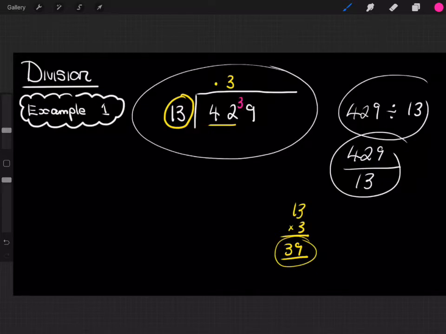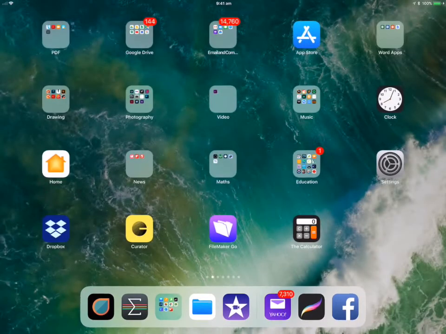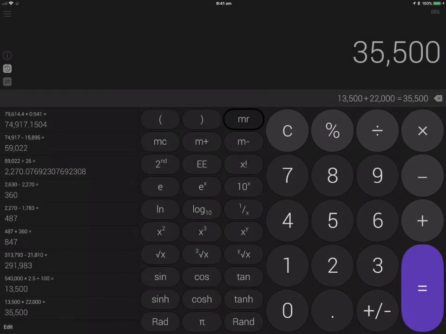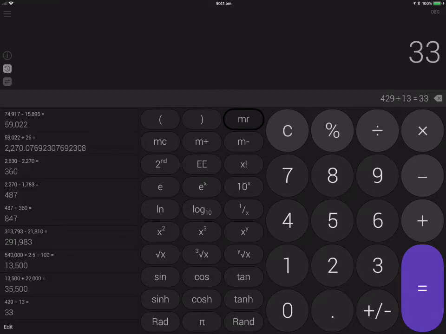So now we ask ourselves, okay, what's 13 into 39? Well, we know exactly that it goes in 3 times. So 13 into 39 goes 3, and there's absolutely no remainder. So the answer is 33. In other words, 429 divided by 13 equals 33. And let's check that on the calculator. So we've got 429 divided by 13, and the answer is exactly 33. So there you go.